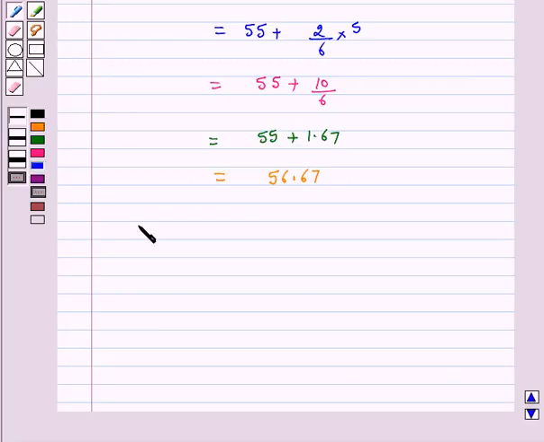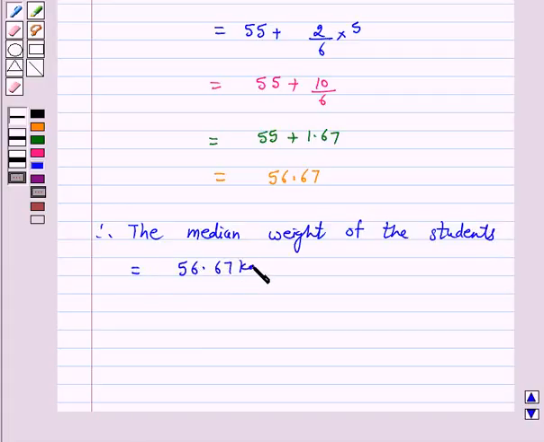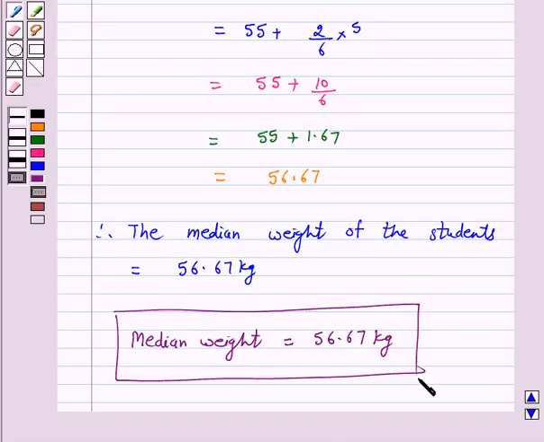Therefore, the median weight of the students is equal to 56.67 kg. Friends, the answer for the above question is: median weight is equal to 56.67 kg. I hope the solution is clear to you.